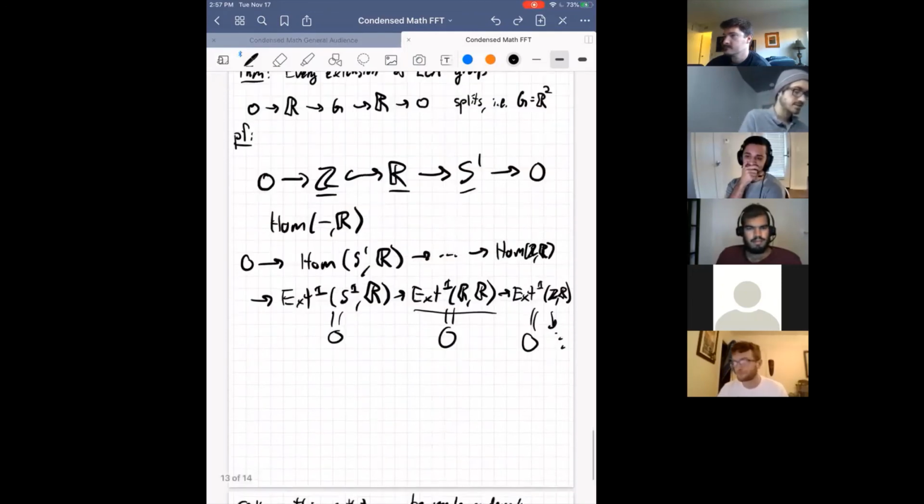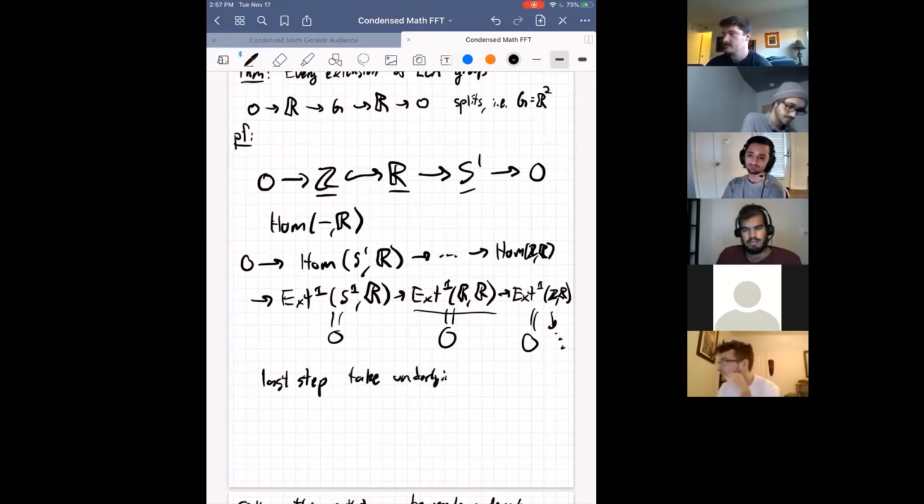And so that concludes the proof. Well, actually, it doesn't conclude the proof. The last step is to take underlying sets.